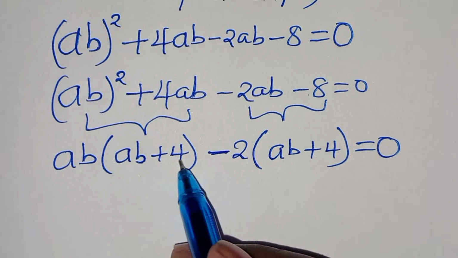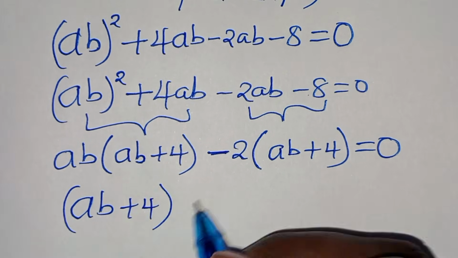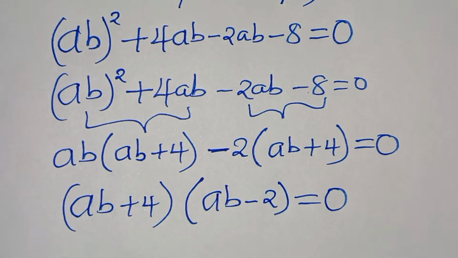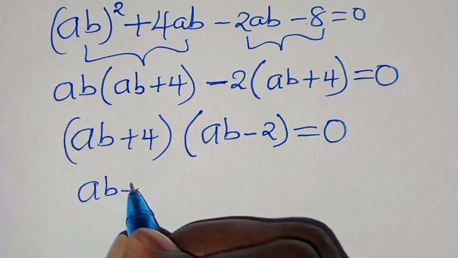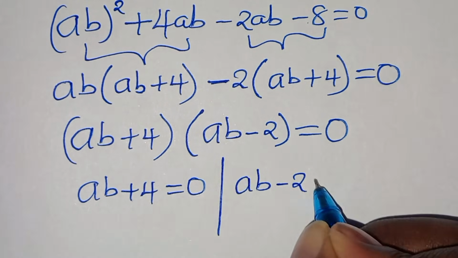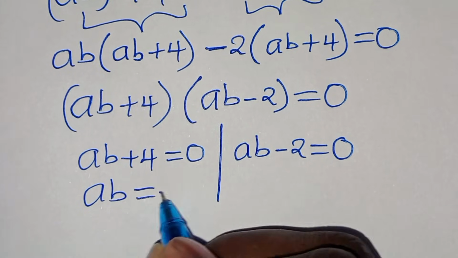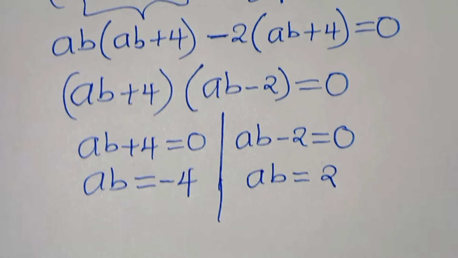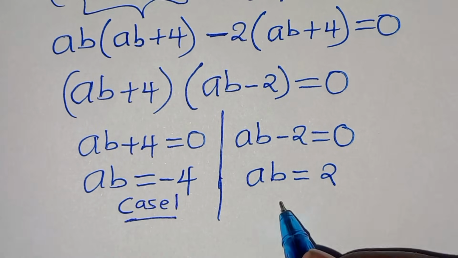So we have that ab plus 4 is common here. So we have ab plus 4 multiplied by ab subtract 2. This is equal to 0. So we have got two parts here. We have ab plus 4 equal to 0, and we have ab minus 2 equal to 0. So this means that ab is equal to minus 4, and ab is equal to 2. So let's call this case 1, and this is case 2.